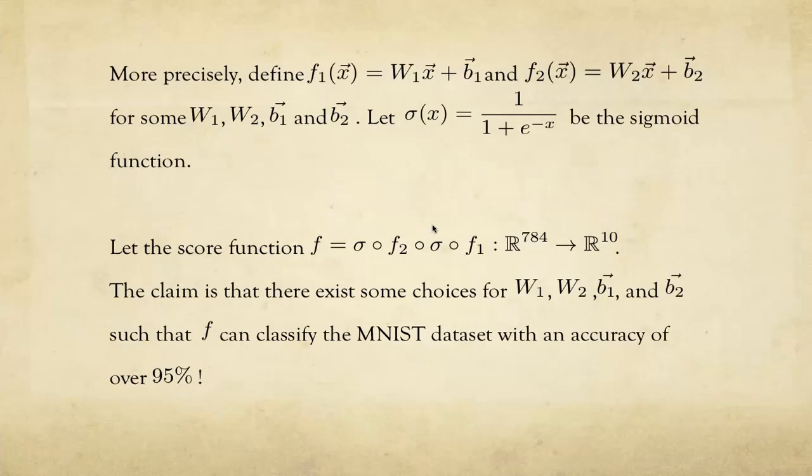And so it turns out that this series of compositions will, with the right choices for the parameters W1, b1, W2, b2, be the function that will correctly classify the MNIST dataset with an accuracy of 95%. So it's pretty amazing that we can do that with 2 very simple functions.